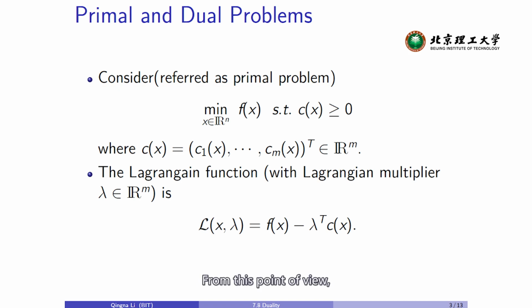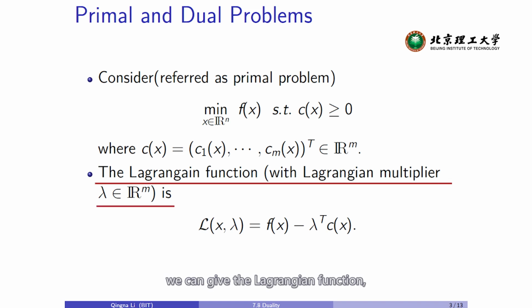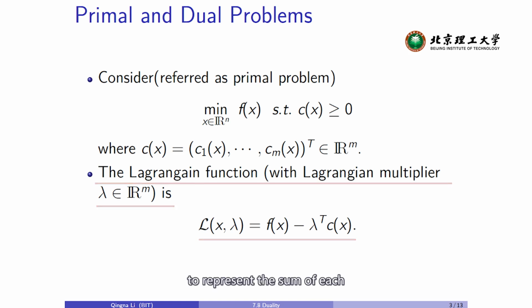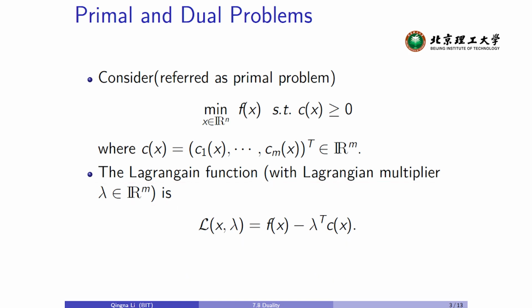From this point of view, we can give the Lagrange function, which we write in vector form. Here we use lambda transpose c(x) to represent the sum of each lambda_i multiplied by c_i(x). After introducing the Lagrange function, we can have the following results.